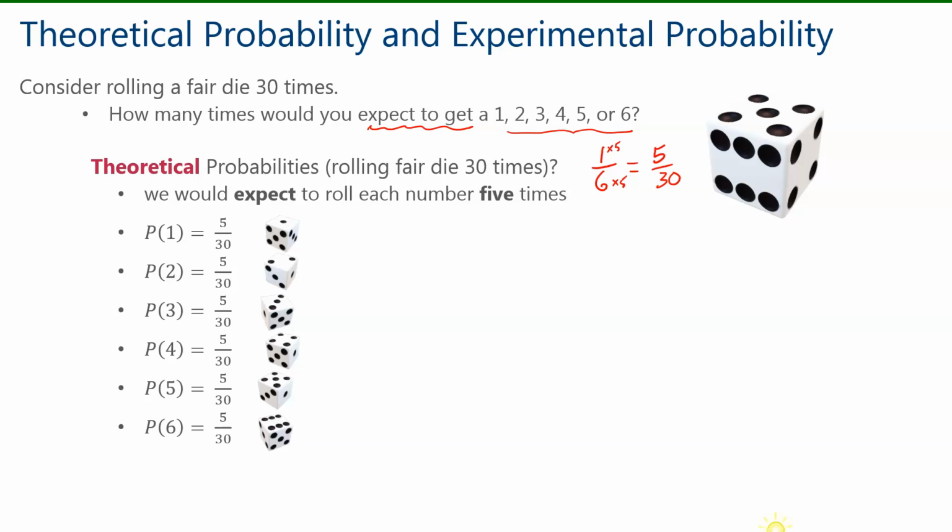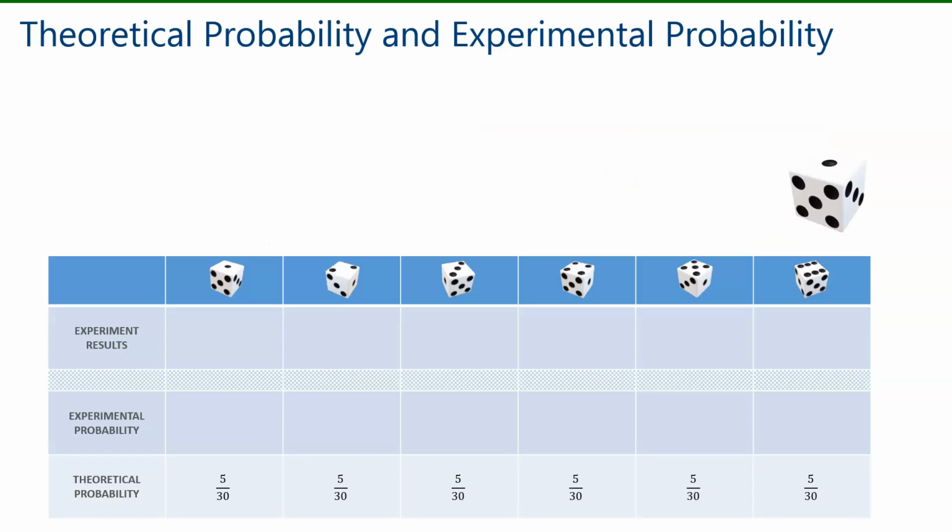To obtain experimental probabilities, let's do this. We have our table where we will tally our experimental results and then figure out the experimental probabilities to then compare them with the theoretical probabilities. Will we get 5 1s, 5 2s, 5 3s, and so on? That's what we're going to find out. I'm going to roll my die, and let's see what happens.